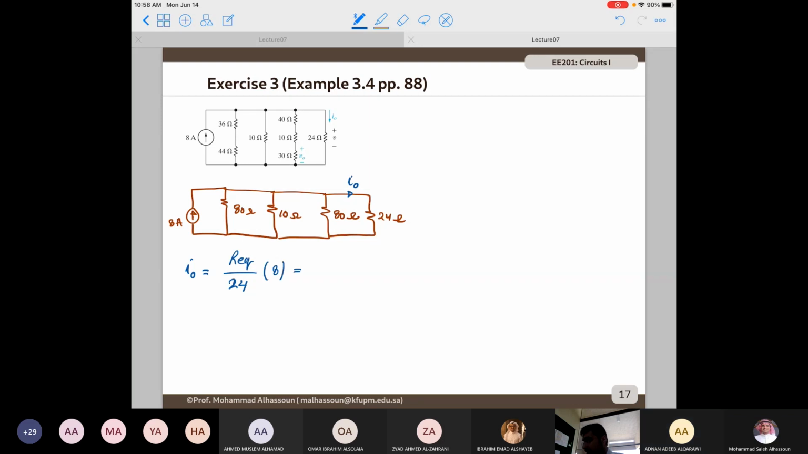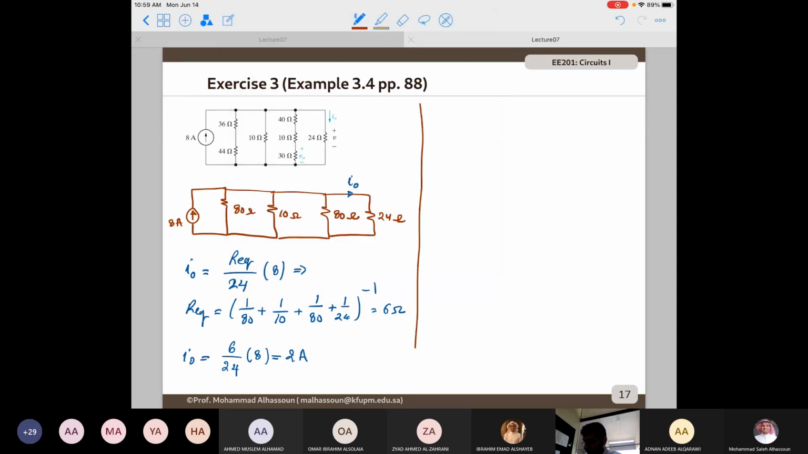In this case, R equivalent will be 1 over 80 plus 1 over 10 plus 1 over 80 plus 1 over 24, all to the power negative 1, which is 6 ohm. So I naught will be 6 divided by 24 multiplied by 8, and the result is 2. Okay. So the result now is 2 ampere.